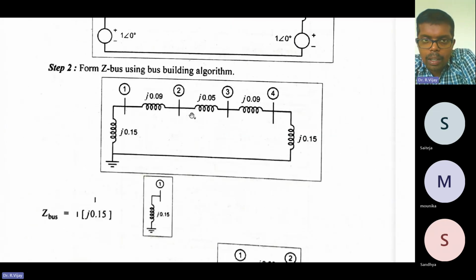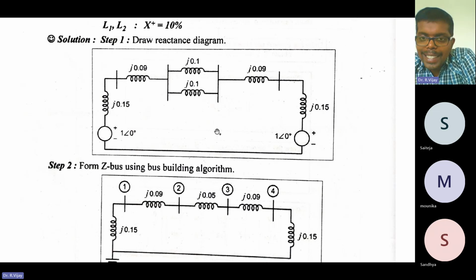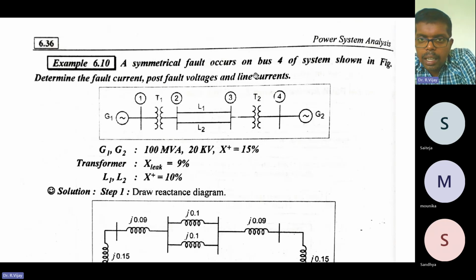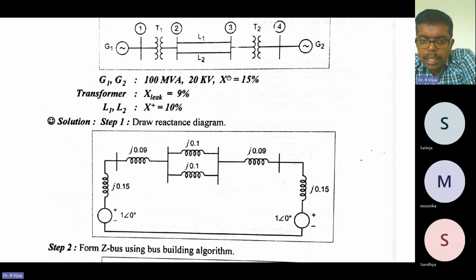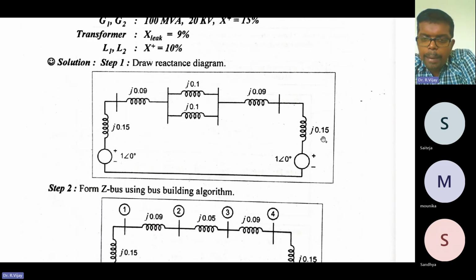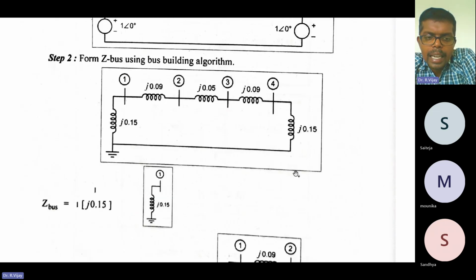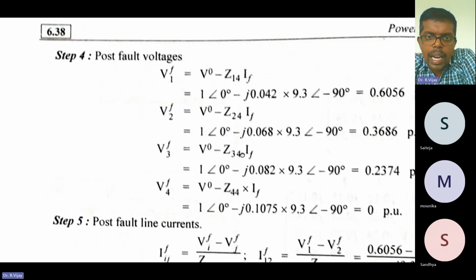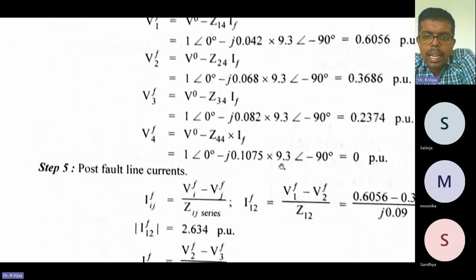Always follow the Z-bus building algorithm, because it is already given in the predefined algorithm. That class also I will give in the description; you can watch it as symmetrical fault analysis. There are some steps there, and we follow the same steps. First, draw the reactance diagram and formulate the Z bus. Next, calculate the fault current. After that, you need to calculate the post-fault voltage and post-fault line currents.